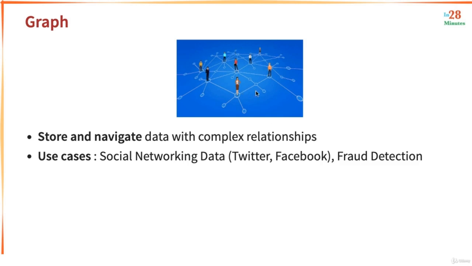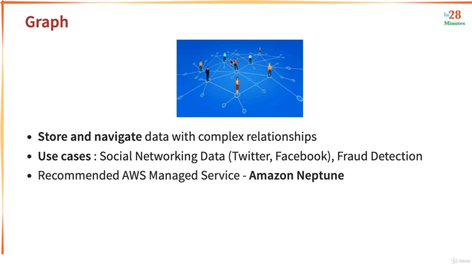In Twitter, you have thousands of users who are connected to each other. In Facebook, it's the same. You have a lot of users connected to your friends, those friends connected to their set of friends, and you'd want to be able to navigate through these sets of data. So graph databases are great for social networking data and fraud detection. And the recommended AWS managed service for graph databases is Amazon Neptune. In this quick step, we were introduced to graph databases. I'll see you in the next step.